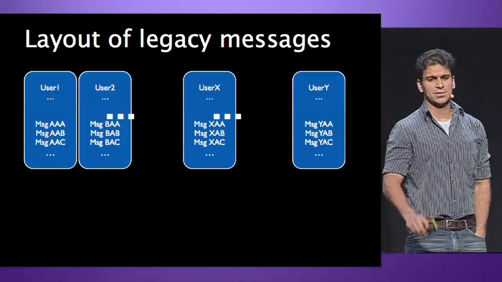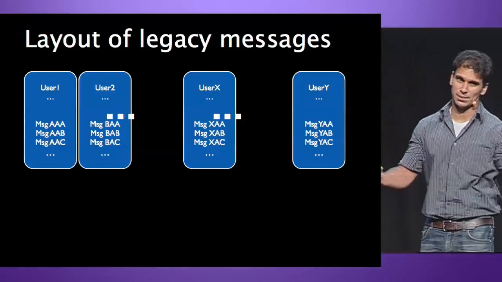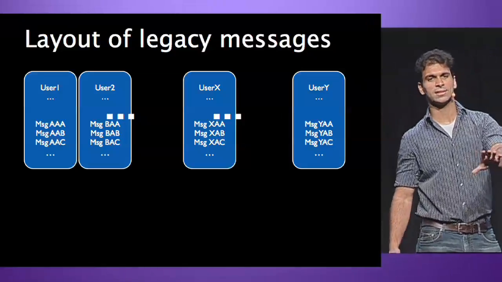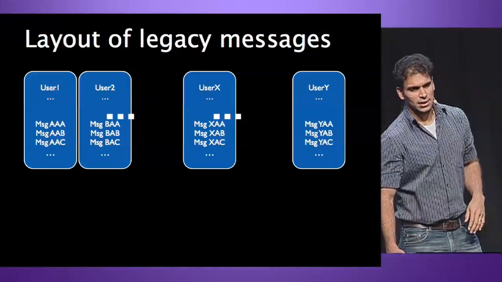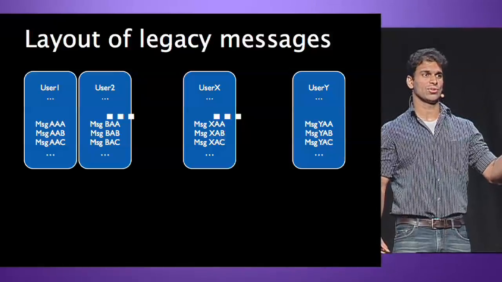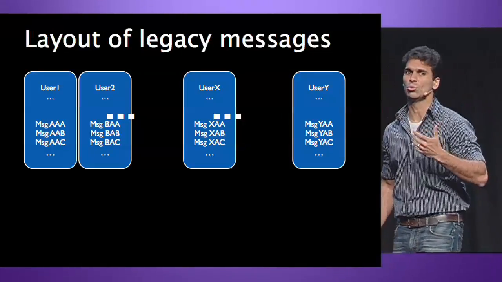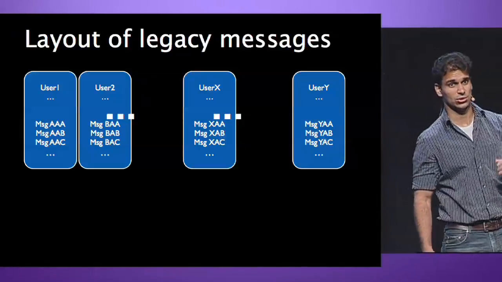So first, the layout of the legacy messages. Each of these blue boxes represents a database. The two interesting things in this diagram are that the users are scattered across all the databases by the user ID. So a given user could be on any random database, and you'd have to look up and know which database to go to fetch that user's data.